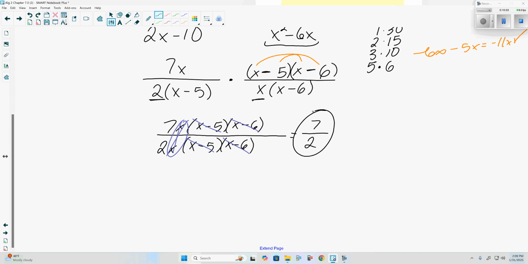So for the most part, is this any different than multiplication? Not really, just barely. Our first main step's the only difference. Questions on this here?